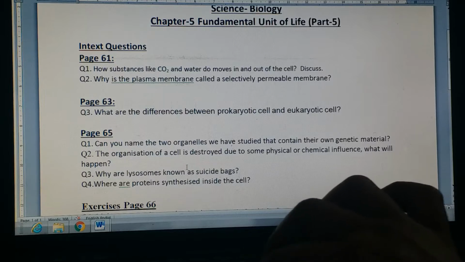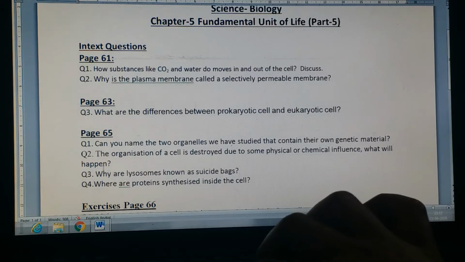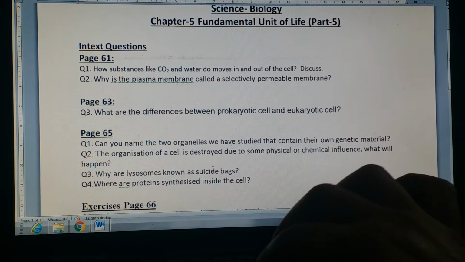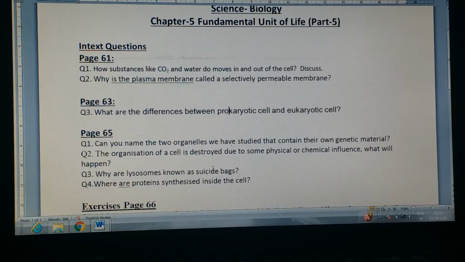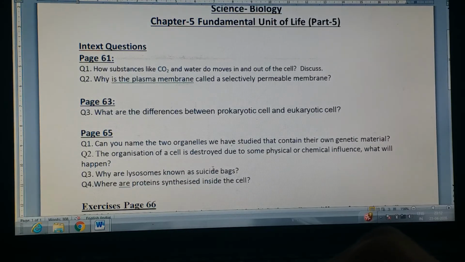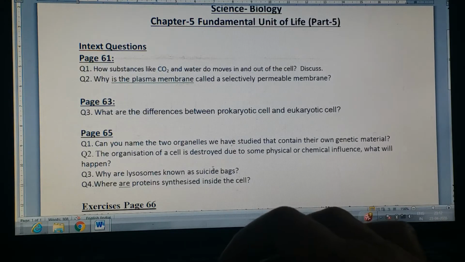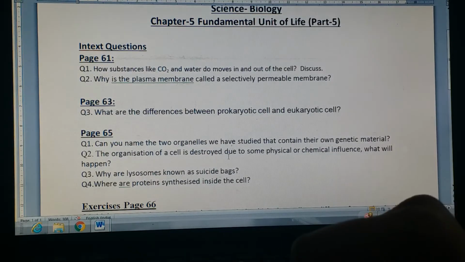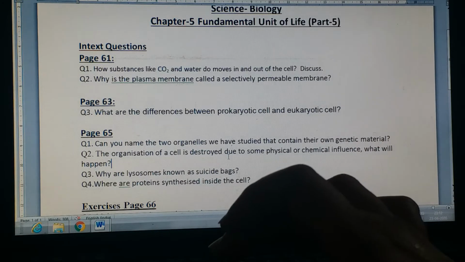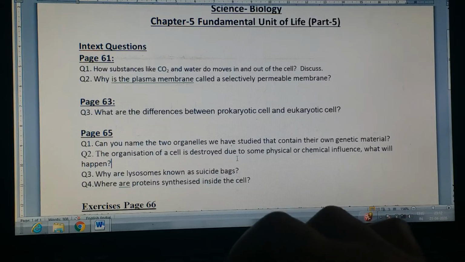Why are lysosomes known as suicide bags? Yes, very good question. Why are lysosomes known as suicide bags of the cell? The lysosomes have digestive enzymes. And the worn out cell organelles or any foreign material that enters the cell are all digested by lysosomes.